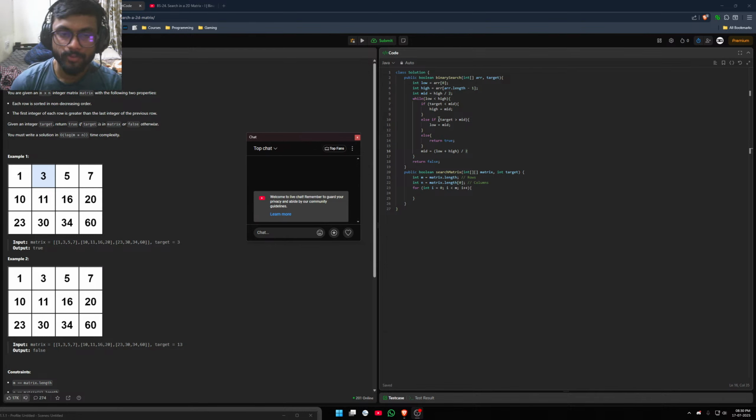So guys, you know binary search, right? In a sorted array, we use binary search. We just split the array by two and check if it's right or left. The same concept. I've done the binary search in a separate function, and it takes an array and a target. If the element exists, it returns true. If not, it returns false. This is a basic binary search.